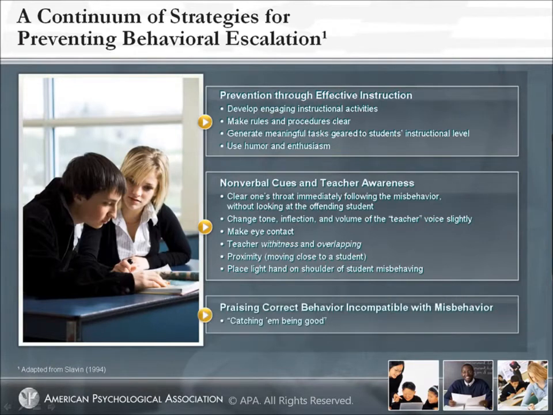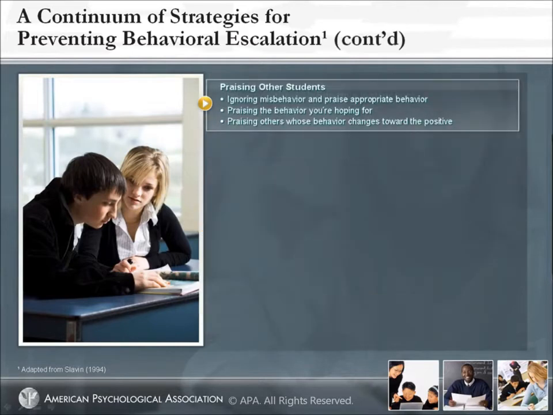Praising correct behavior incompatible with misbehavior. Catching 'em being good. Praising other students. Ignoring misbehavior and praising appropriate behavior. Praising the behavior you're hoping for. Praising others whose behavior changes positively.